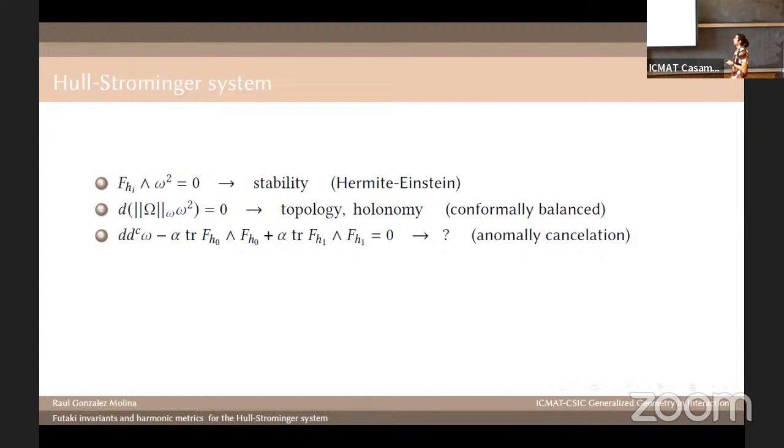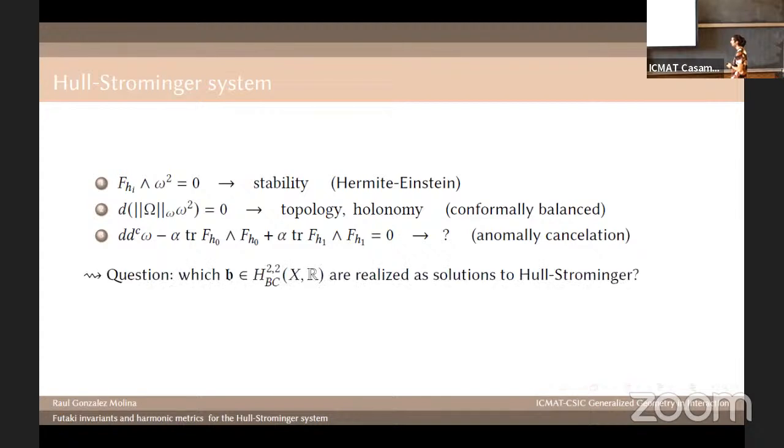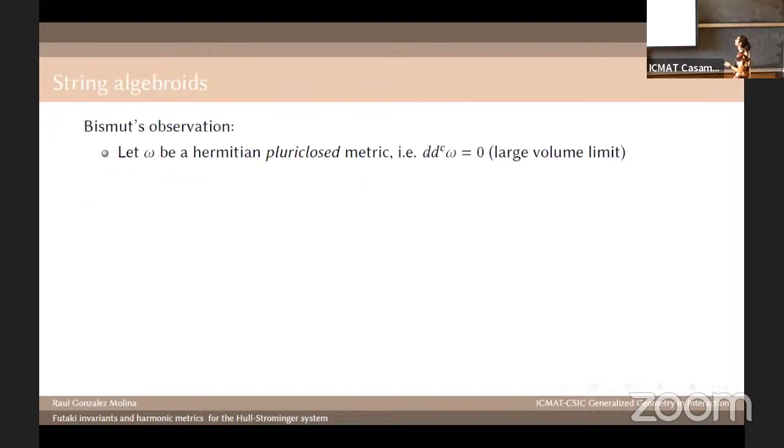And we are going to see what this equation is telling us for the geometry of the manifold. Then the question along this talk is: which are the balanced classes that are reached by a solution to the Hull-Strominger system? Our strategy will be, as I said, to geometrize, to see what this equation tells us, and to study the geometry and topology of this gadget we are going to construct.